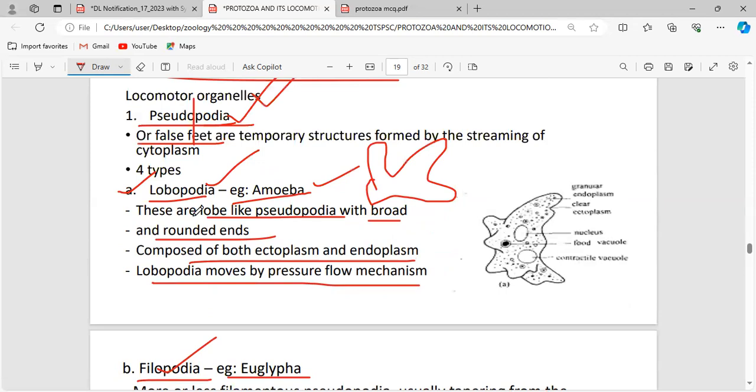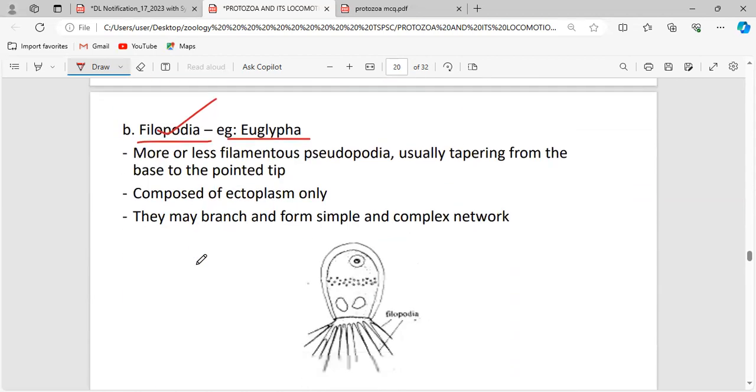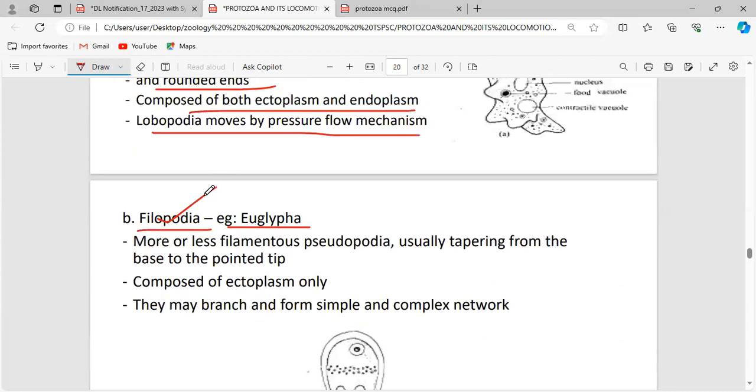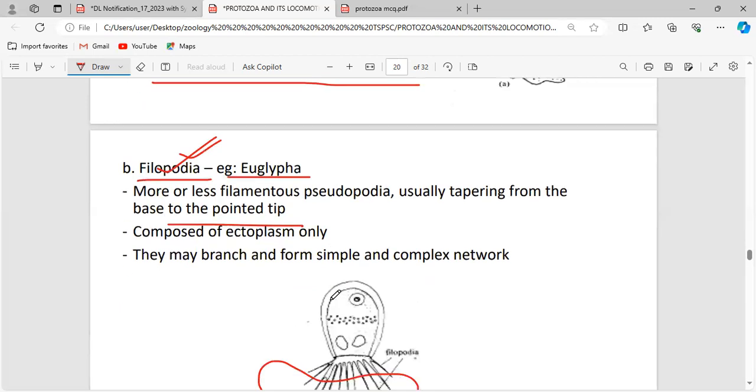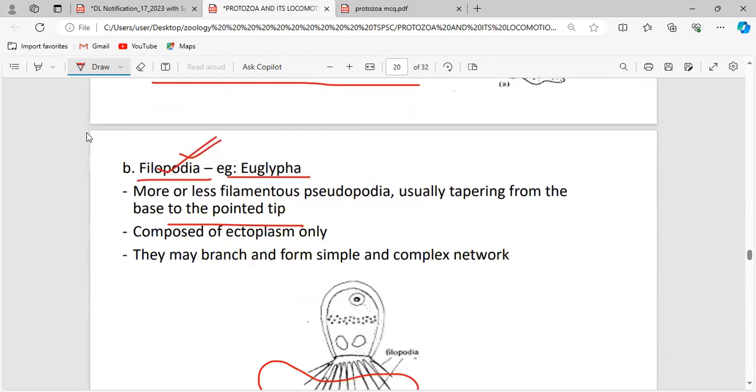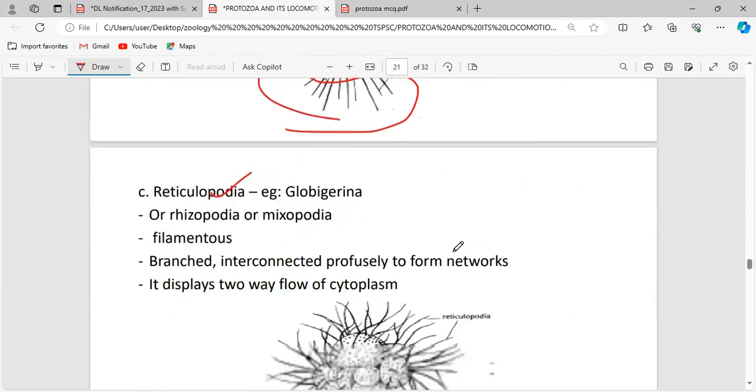See, what is the difference from lobopodia? The name comes from the structure. As the organism looks like a lobe, it is called lobopodia, and filopodia look like filamentous pseudopodia. They have a pointed tip. In lobopodia, there are both ectoplasm and endoplasm. In filopodia, there is only ectoplasm. The third type has branches and forms simple and complex networks.